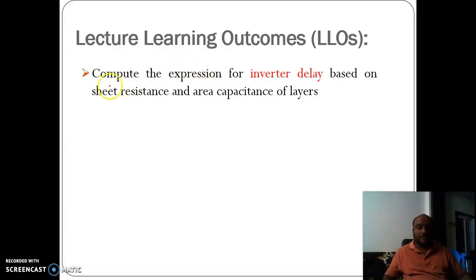After completion of this lecture, you will be able to compute the expression for inverter delay based on sheet resistance and area capacitance of layers.